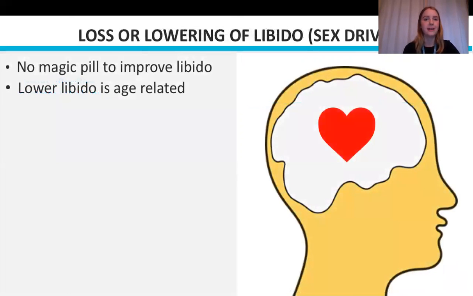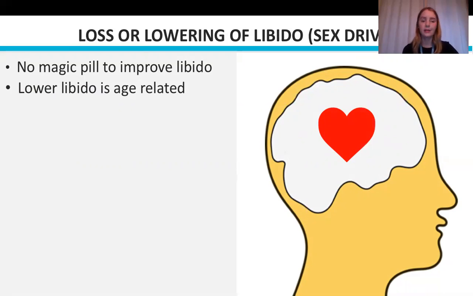Now, looking at that first side effect, lowering of libido or sex drive. When testosterone is lowered, your libido or sex drive may also decrease. About 90% of men on ADT experience a lowered sex drive, so it's one of the most common side effects. And unfortunately, there is no magic pill that can increase your sex drive. For some couples, this can be a very small change in their usual routine. And for others, this can be a major loss in their relationship.